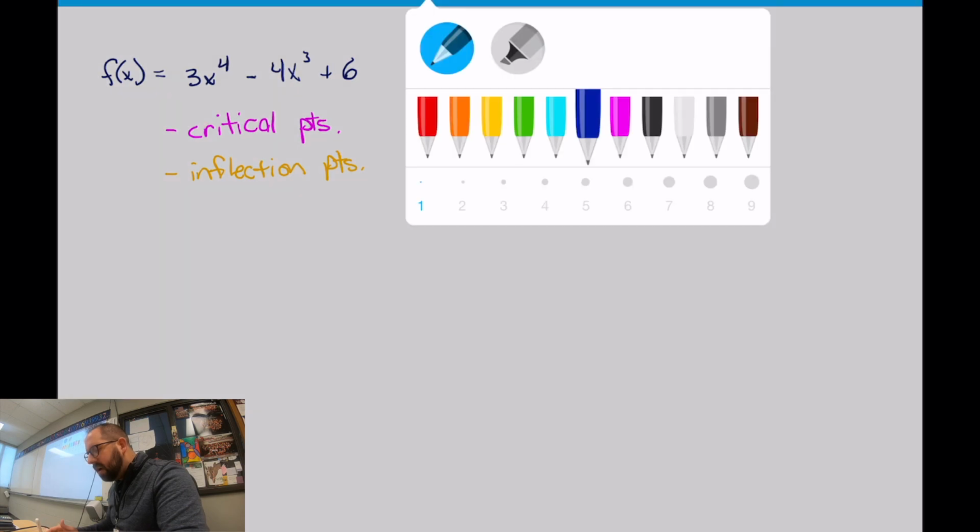Okay, all right. So on this particular problem, critical points, let's do that first. I'll try to keep these color-coded. Critical points is where you do the first derivative. And again, we are not testing these. We're not graphing. We're doing nothing. We're just finding the potential numbers. I can't stress that enough. So first derivative, what do we get? 12x cubed minus 12x squared.